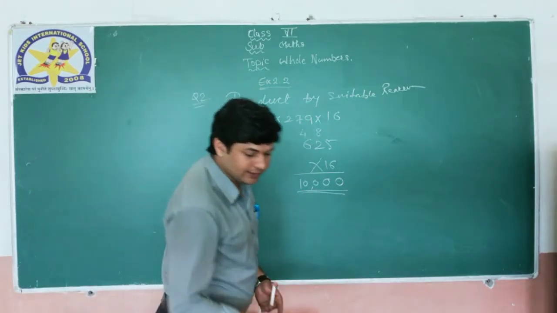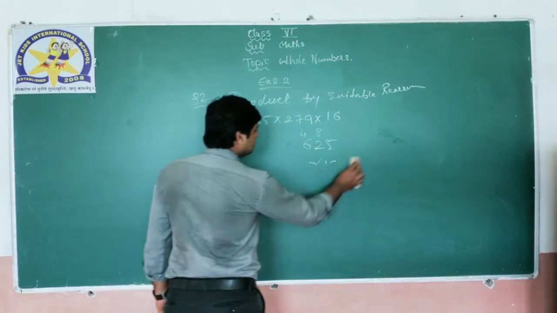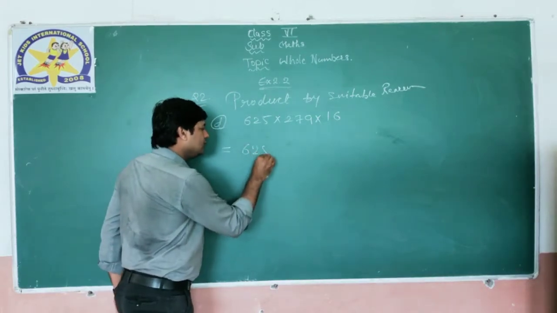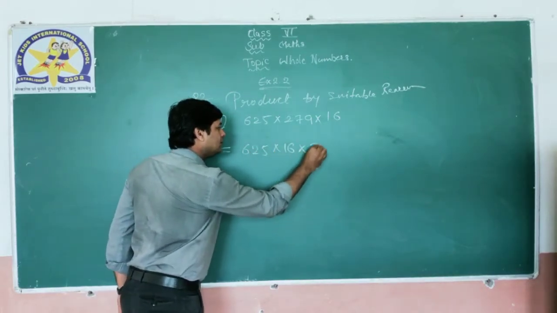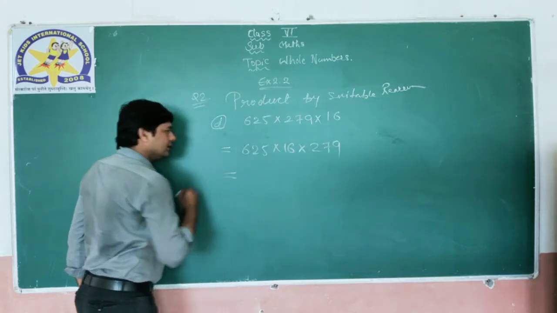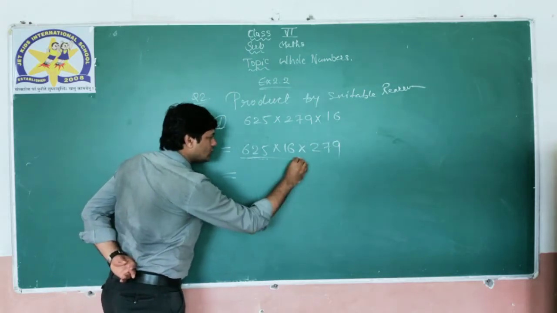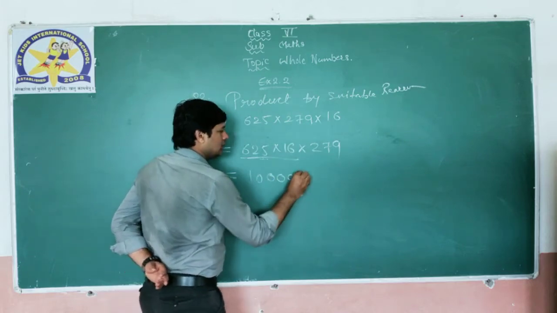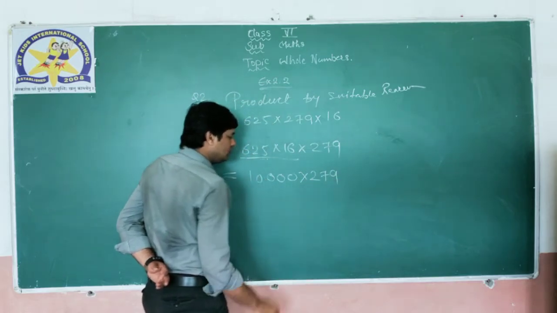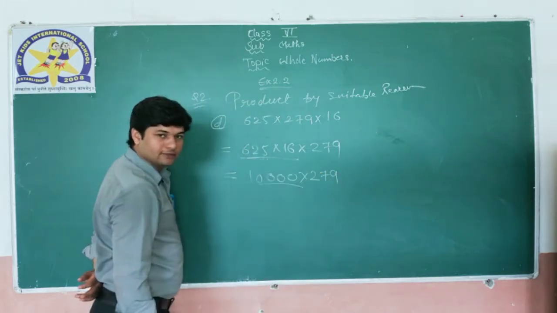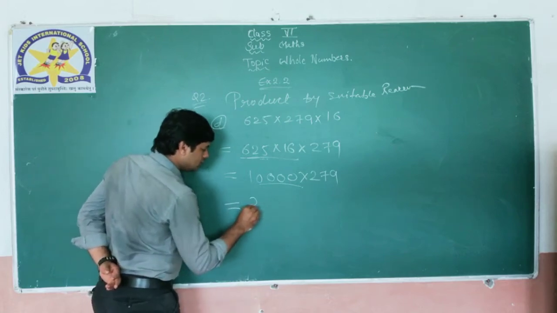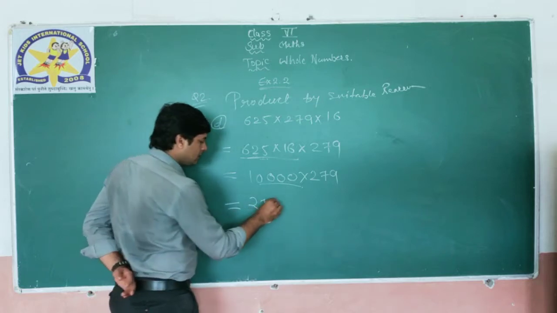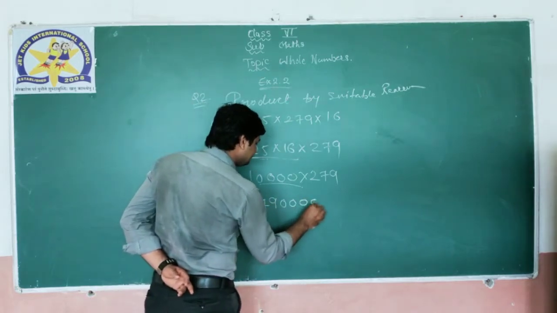Clear? So it will be easy for us to calculate these things if I rearrange this problem in a way that 625 multiplied by 16 multiplied by 279. So 625 multiplied by 16, we did it, it is 10,000, multiplied by 279. What will we do? Just add 4 zeros after this number, and we will get our answer. So if I am multiplying with 10,000, right? Hope you know this thing. How am I multiplying this thing? Now read it.